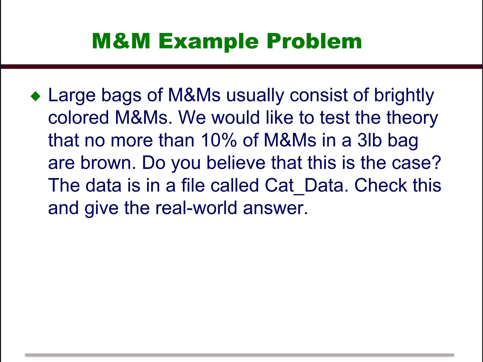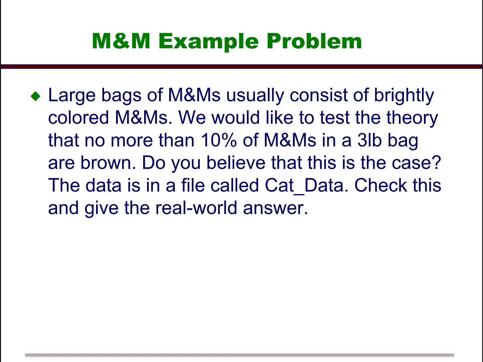So it would be important to me back then to not have a large percentage of M&Ms include the brown ones. The data provided is a sample of 632 M&Ms from a bag. It is in a file called cat_data, which I'll provide a link to in the description below. Do you believe that the percentage of brown M&Ms is 10% or less?